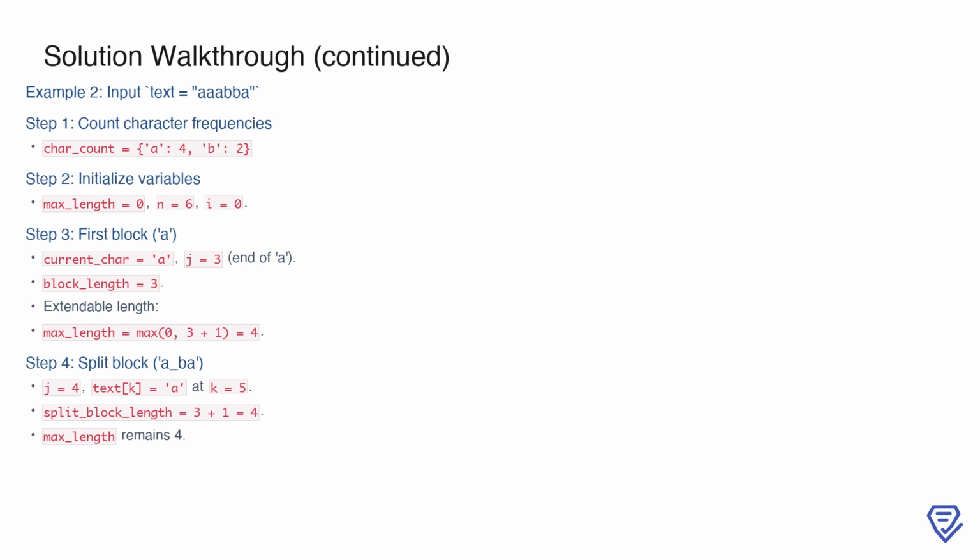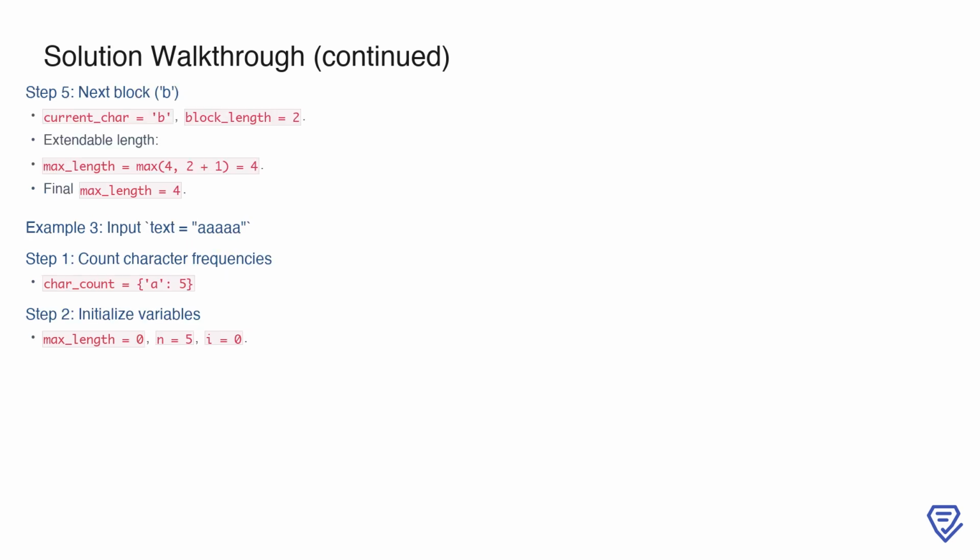We then check for split blocks like a_ba. At j equals 4, we find text[k] equals a at k equals 5. This creates a split block with a length of 3 plus 1, which is still 4. Since max_length remains 4, we proceed to analyze the next block.